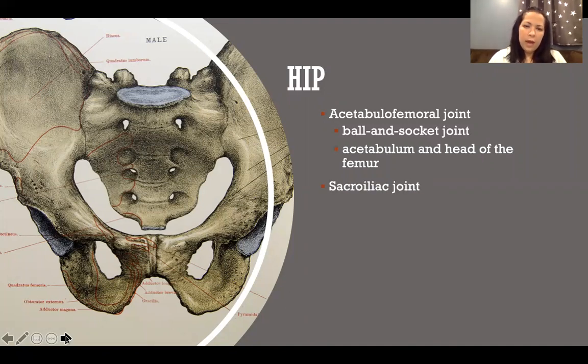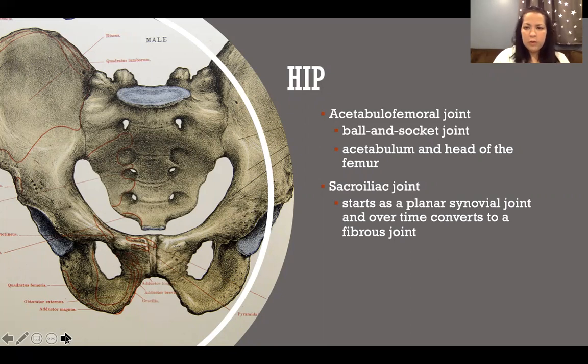The sacroiliac joint is the articulation between the sacrum and the iliac, or the ilium. So it starts as a planar synovial joint, so like a planar or gliding synovial joint, and over time it converts partially into a fibrous joint. So in children, it's completely synovial. There's a lot of movement there. And then as time goes on and we develop and grow, part of the joint starts to turn into a fibrous joint. So it becomes increasingly more fibrous with age.